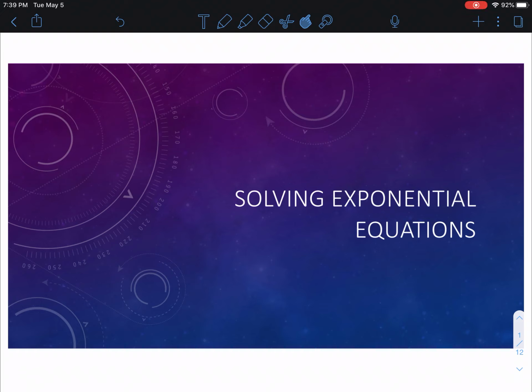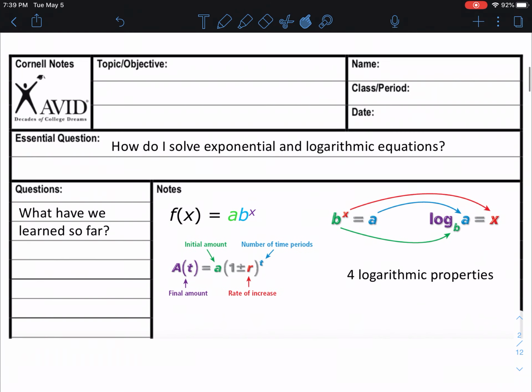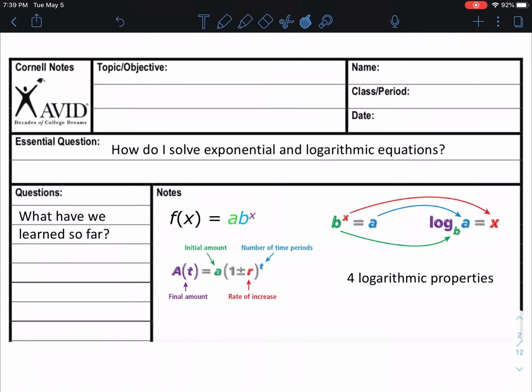Hi, in this lesson we're going to learn how to solve exponential equations using some of the skills that we've attained in this unit so far. Here you can see our essential question: how do I solve exponential and logarithmic equations? This lesson we're going to focus on just the exponential, and in the next video you'll see how to do logarithmic equations. So what have we learned so far?